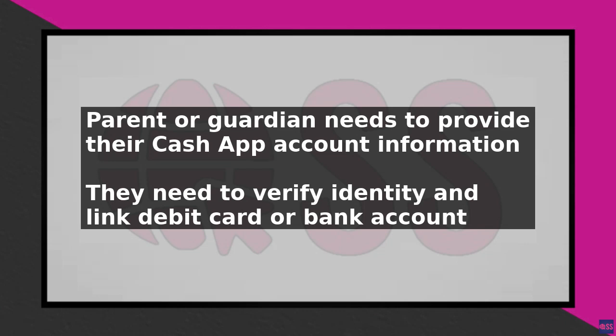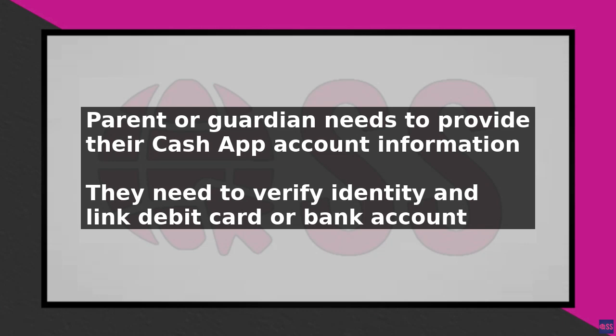They will need to provide their own Cash App account information or create a new account if they do not already have one. Your parent or guardian will then need to verify their identity and link a debit card or bank account to their Cash App account. This will allow them to send and receive money on your behalf.